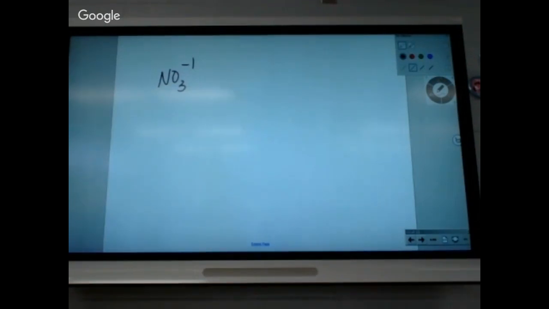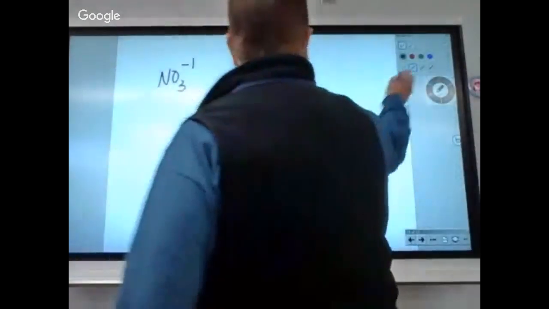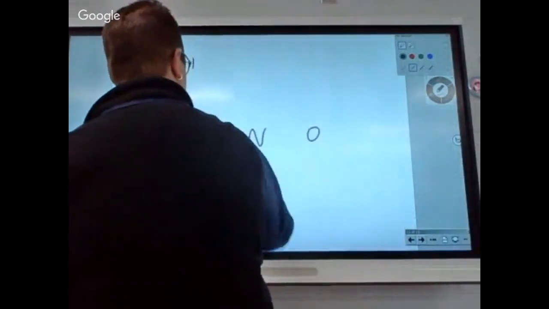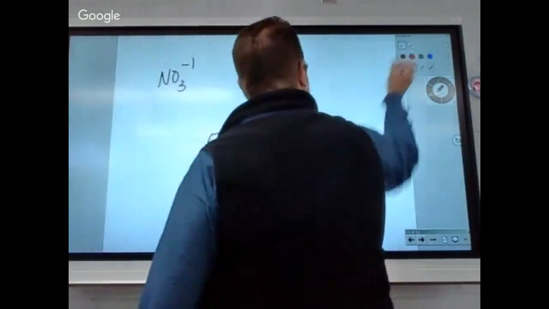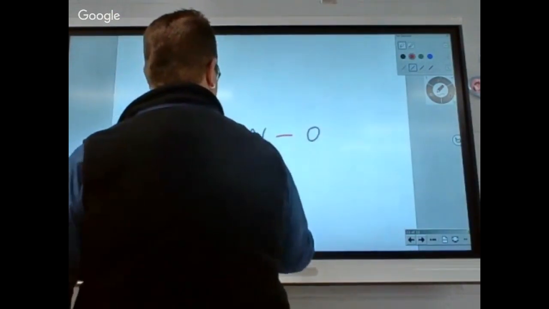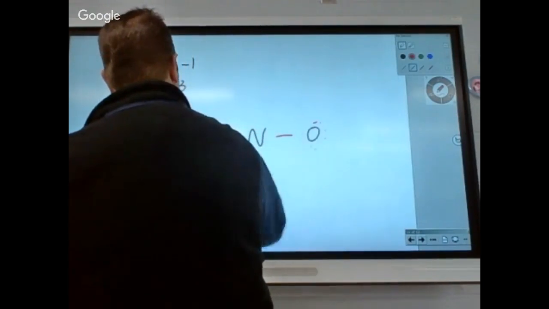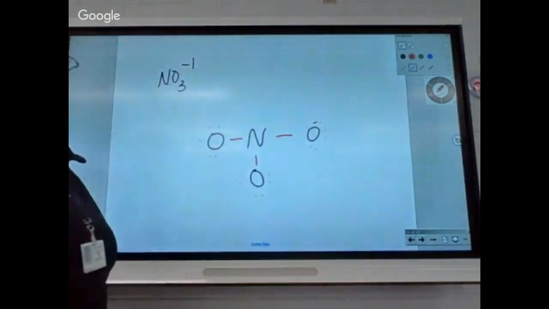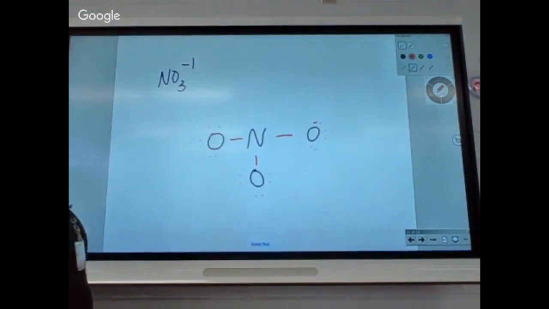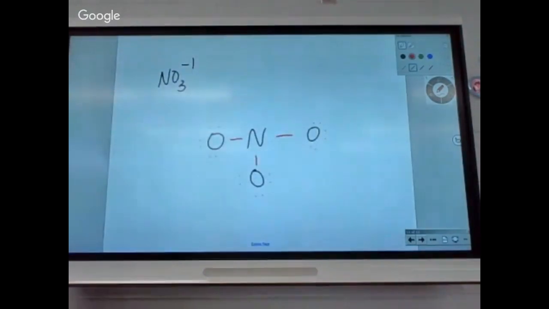All right, so how many electrons are there? 24. N's in the middle? 3 O's? 3. All right. 2, 4, 6, 8, 10, 12, 14, 16, 18, 24. Let me fix this line that was supposed to be 2. Now, this is the most common answer I get on the quiz. Right there.